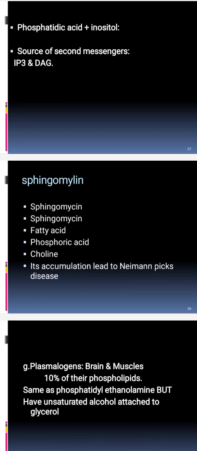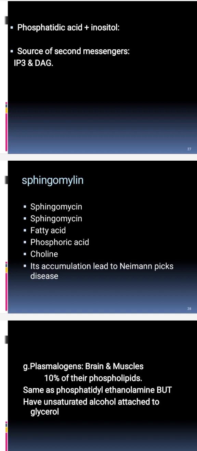Complex lipids contain phospholipid or sphingolipid. Phospholipids are of two types, either glycerophospholipids or sphingophospholipid. Sphingophospholipid is sphingomyelin. Okay, sphingomyelin.